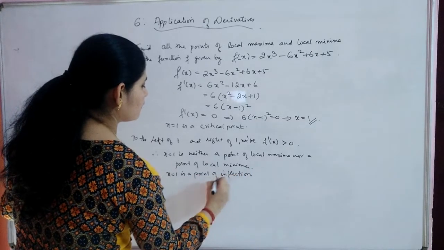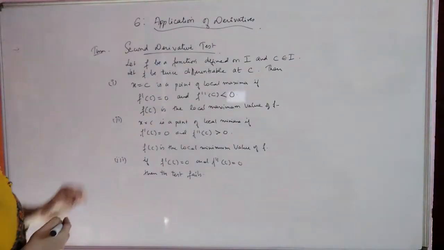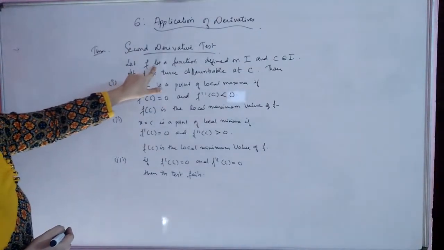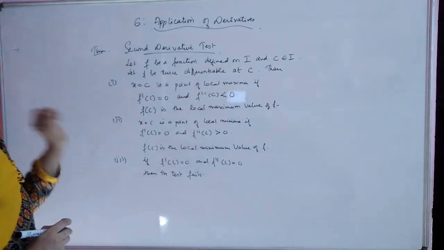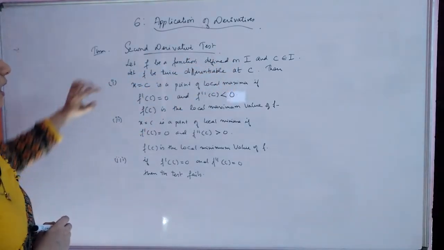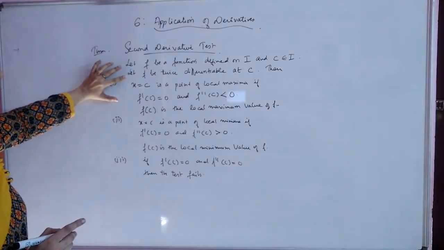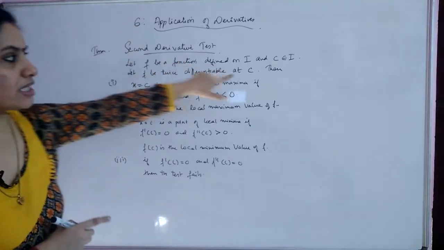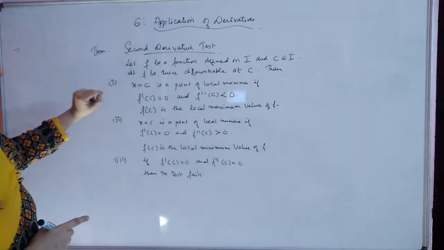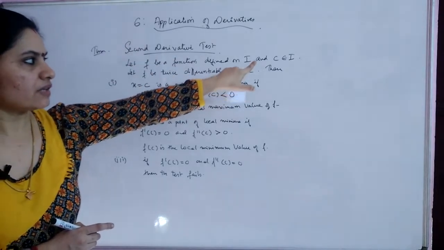Point of inflection. Okay, x equal to 1 is a point of inflection here. So the theorem says that you have been given a function which is defined on an interval, and c is a point on the interval, and the function should be twice differentiable. What do you mean by twice differentiable? f double dash of x at the point c should exist. Okay, the second derivative of the function should exist at the point where we are checking.